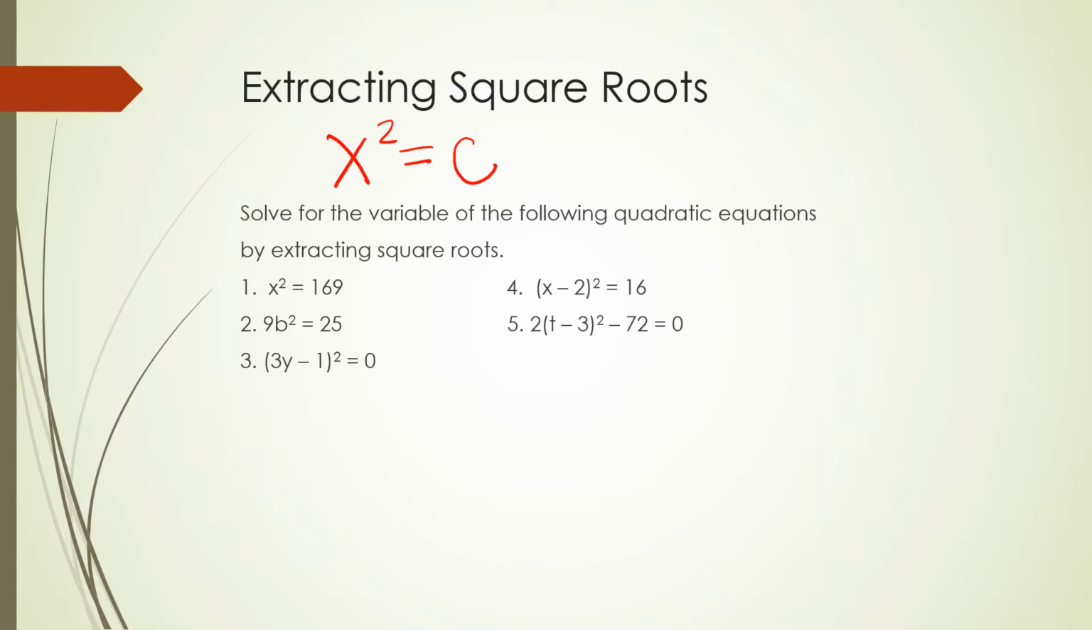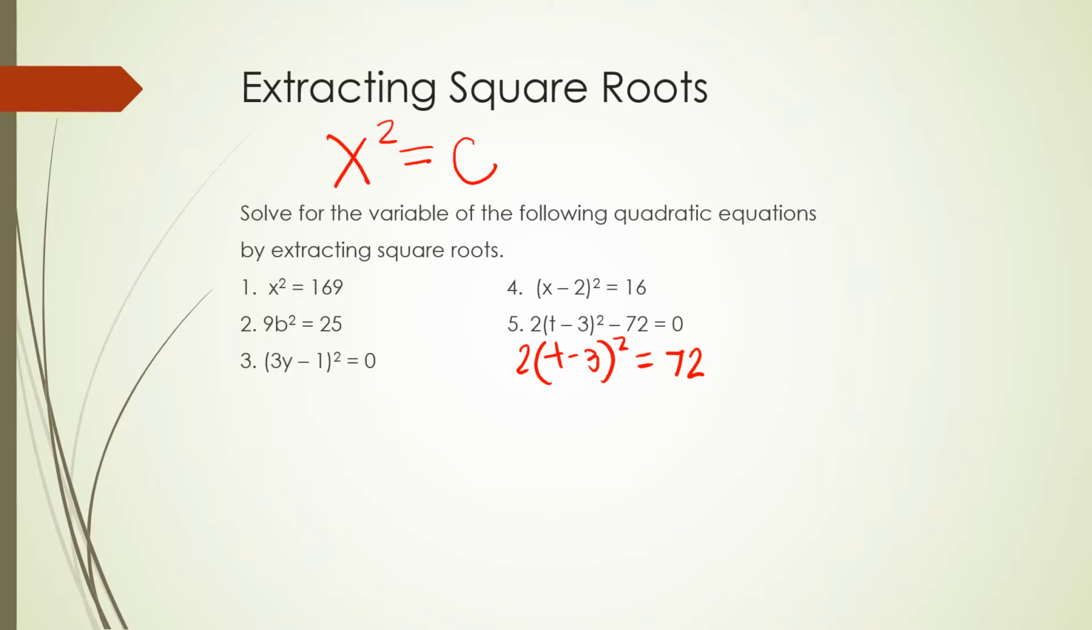So yung number 5, bigyan ko kayo ng hint, paano siya sagutan. So you have 2 times the quantity of t minus 3 squared is equal to 72. So, yung negative dito, lilipat siya on the other side, so magiging positive 72 na siya. Okay? Using the addition property of equality.